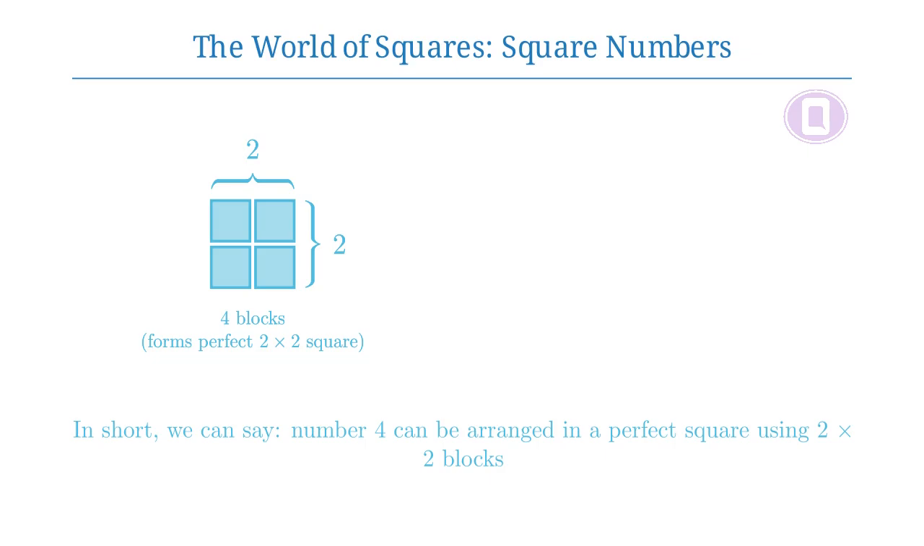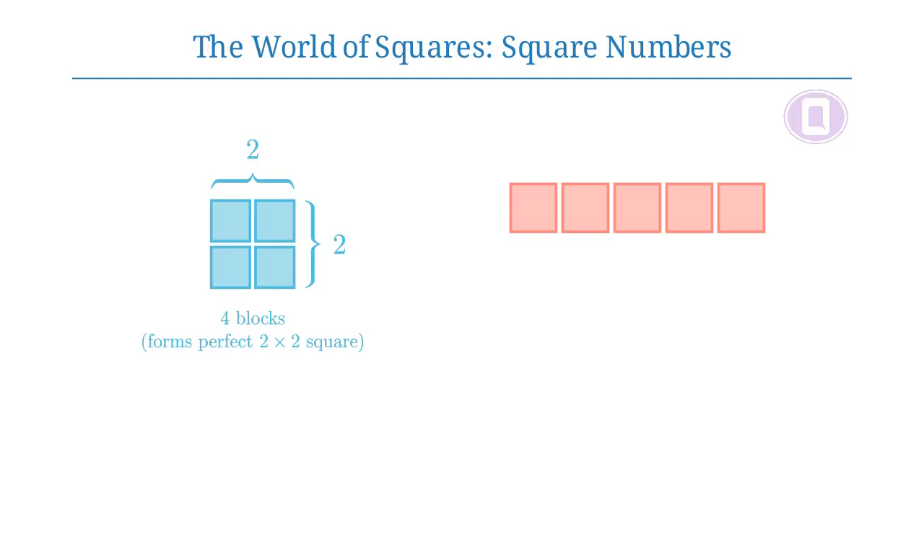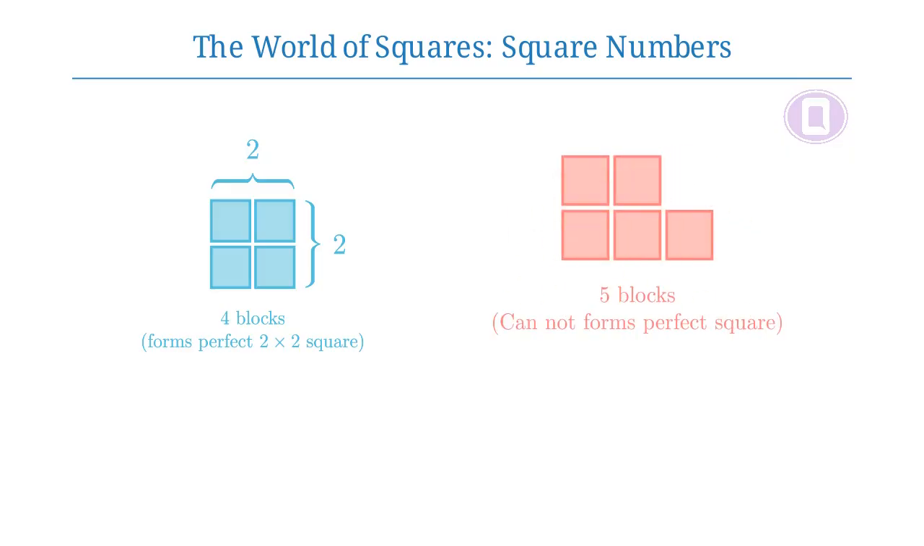In short, we can say, number 4 can be arranged in a perfect square using 2 vertical and 2 horizontal blocks. Now we will consider 5 blocks of unit length and will try to arrange them in a perfect shape. And here we cannot arrange these 5 blocks in a perfect square shape. In short, we can say, number 5 cannot be arranged in a perfect square using 5 blocks.